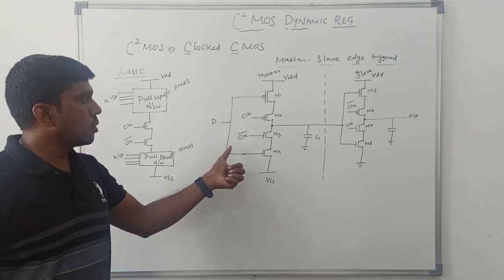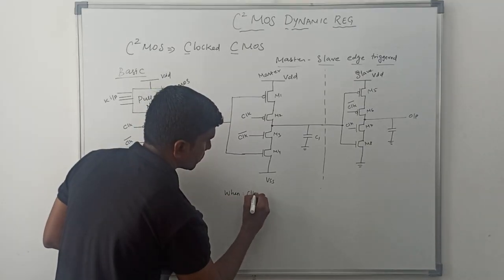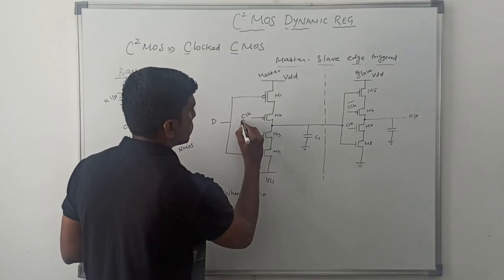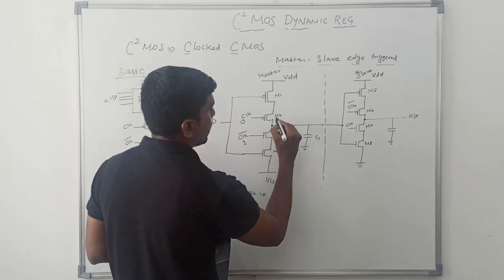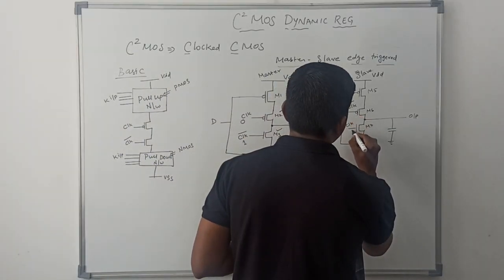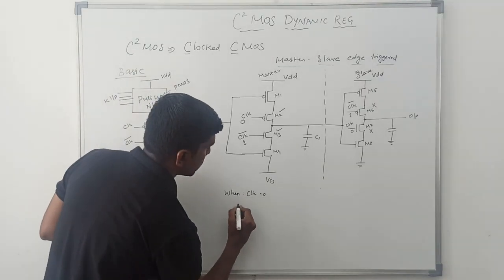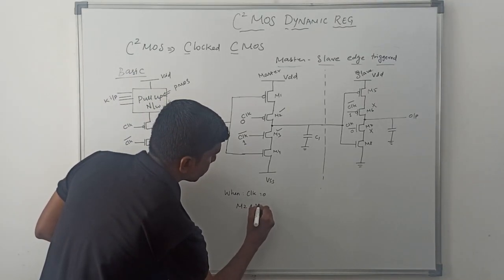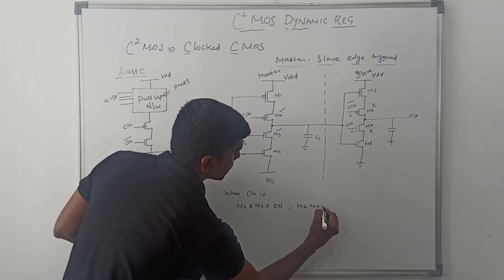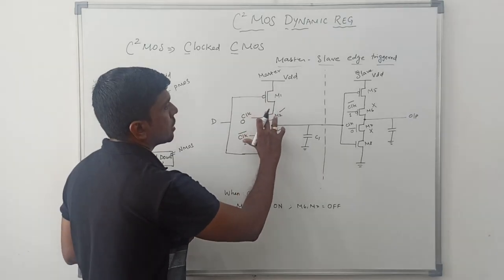So now I am going to explain the operation of the master and slave. Let us consider when clock value equal to 0, so clock bar is 1. Here M2 transistor turns on, M3 transistor turns on. M6 off, M7 off. When clock equal to 0, M2 and M3 go on, and M6 and M7 turn off. So based on the input value, the MOSFET will release the output value.